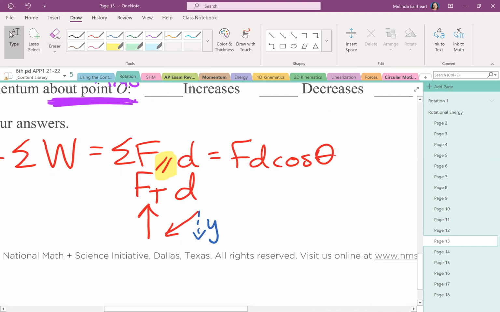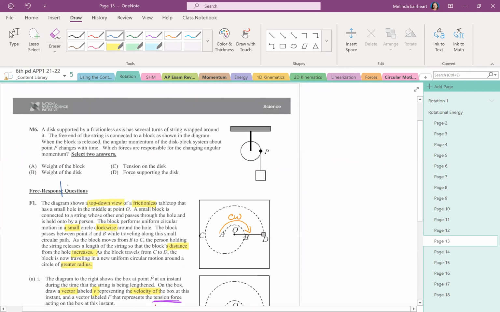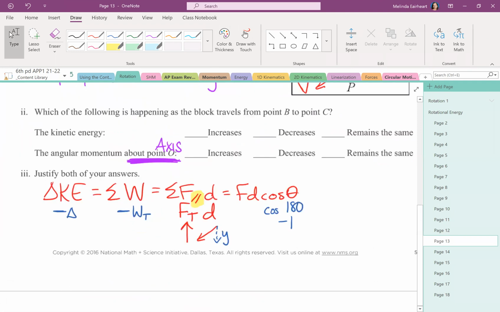What's the angle that separates up and down? Not zero. Up, down, 180. In degree mode, what's cosine 180? Negative 1. And so what this means is as the object moves downish, tension's pulling up, the tension is doing negative work. And so what kind of change in kinetic are we going to get? A negative change, a negative change in kinetic.